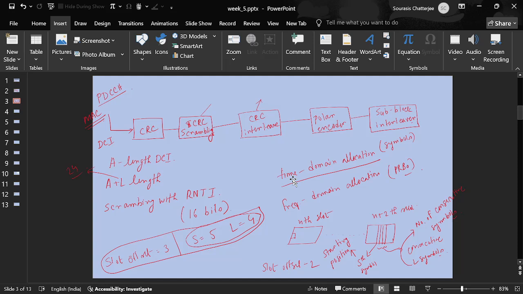Actually, when it comes to uplink, you have a higher threshold. You can have slot offset up to 7, 0 to 7, whereas in downlink, it's limited to 0 to 3. But in uplink, it's 0 to 7.